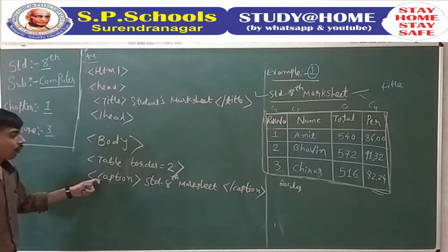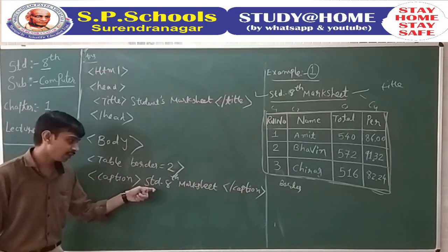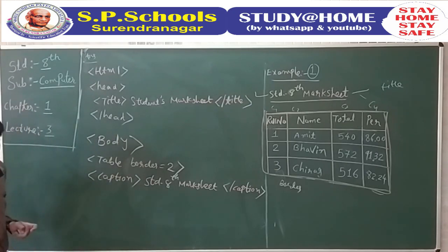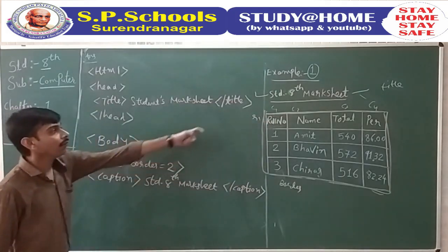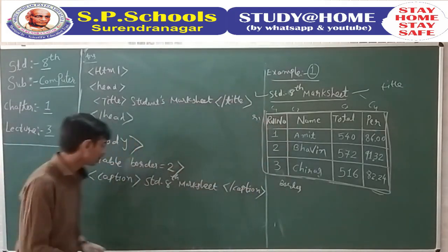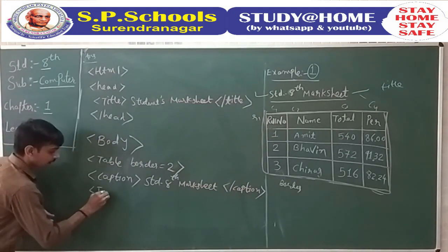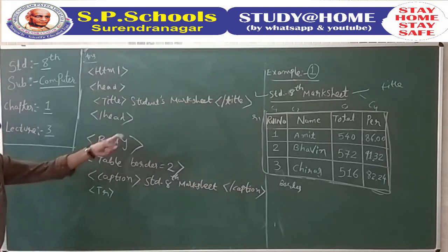Okay. So here we have to write that the caption tag lies between Standard 8 Mark Sheet and the closing of the caption tag. Then we start with the first row. So first we have to write TR. What do we have to write? TR, table row for the first row.